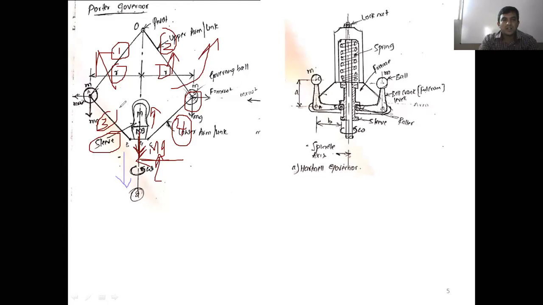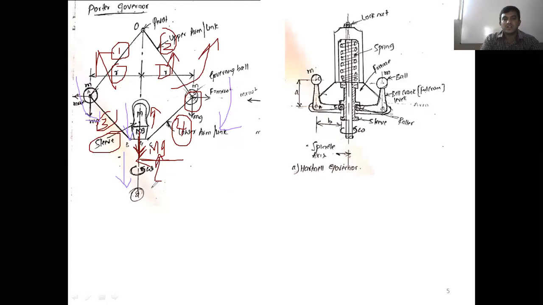Due to the weight of the governor ball and the weight of the sleeve, the governor balls move radially inward. Once radially inward, the sleeve moves downward. Once the sleeve moves downward, it is attached to the throttle valve, so it opens the throttle valve. The amount of fuel supply to the engine is more. It produces more power, connected to the governor shaft axis.